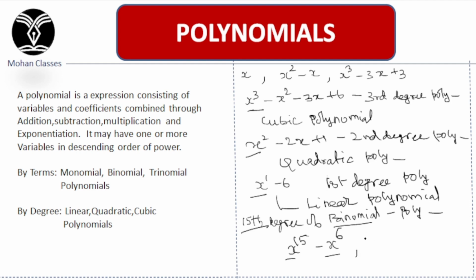Suppose they ask for a 30th degree trinomial. How will you write it? x to the power of 30 minus x cube plus 2. So this is an example of a 30th degree trinomial polynomial. Clear? Let us go to the next.